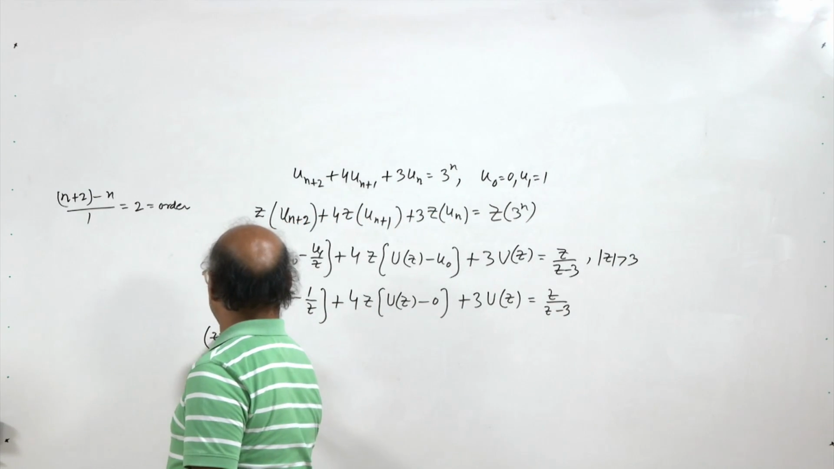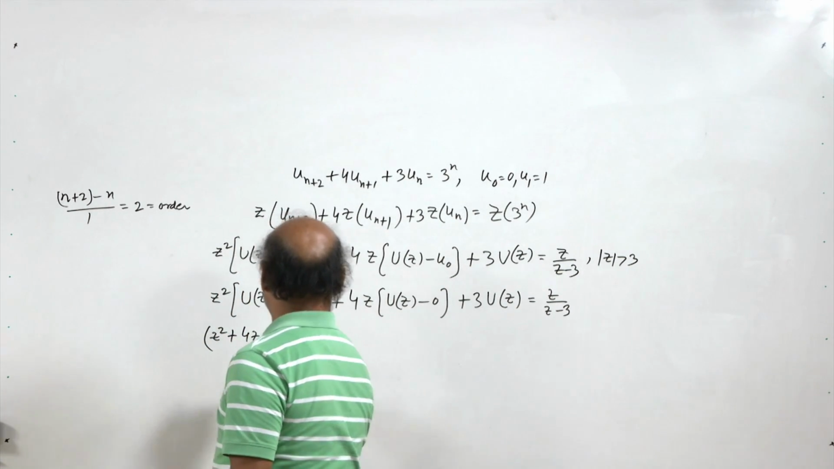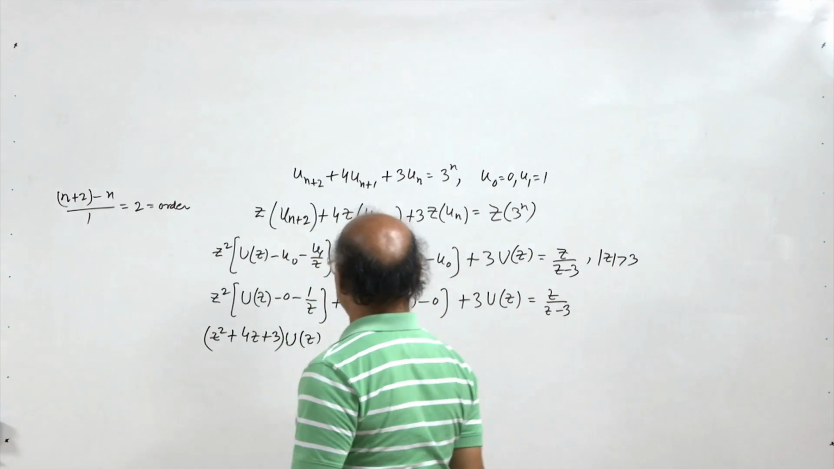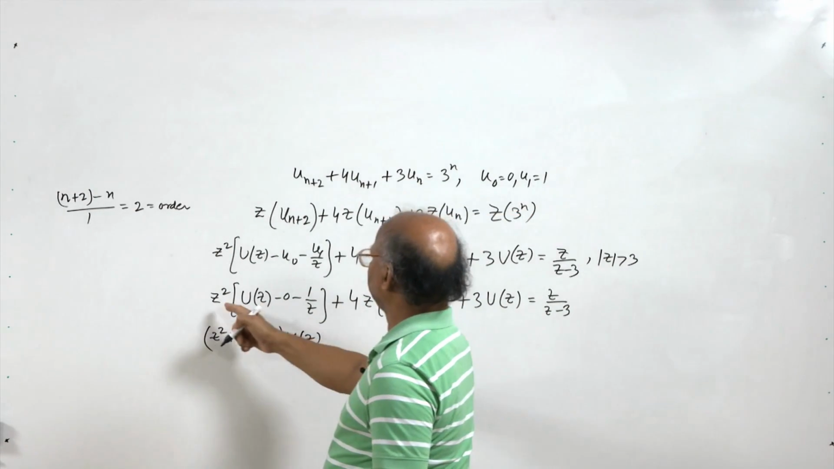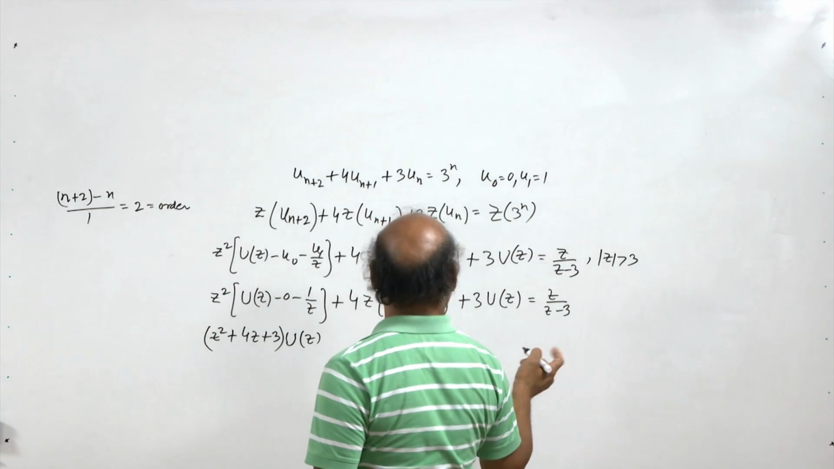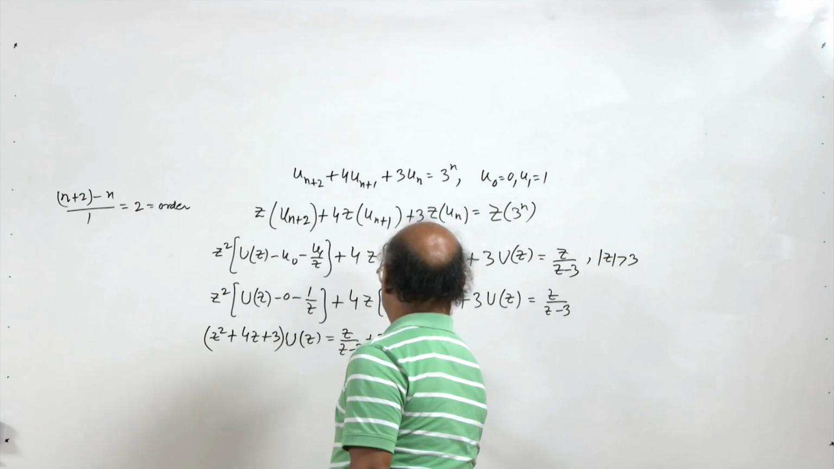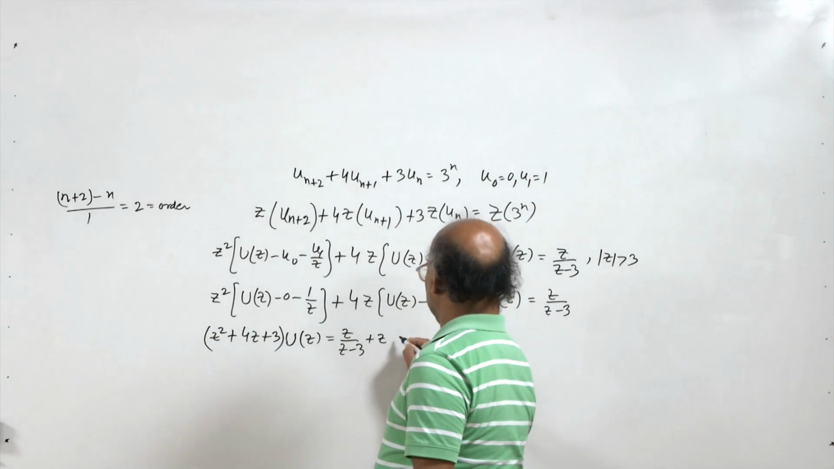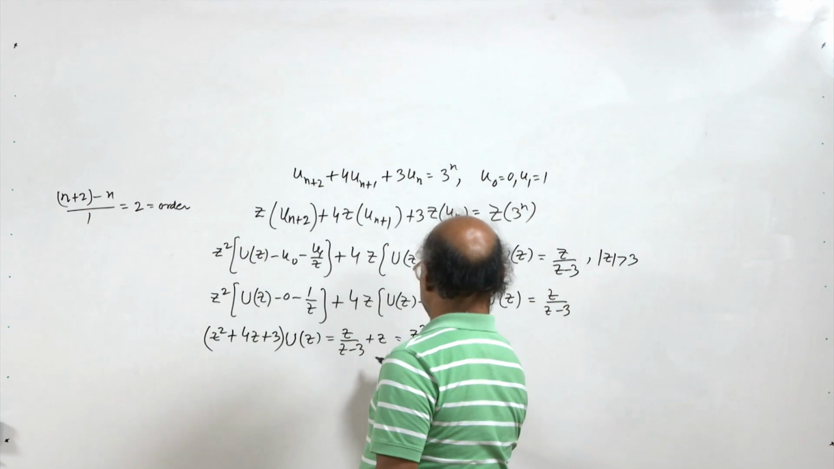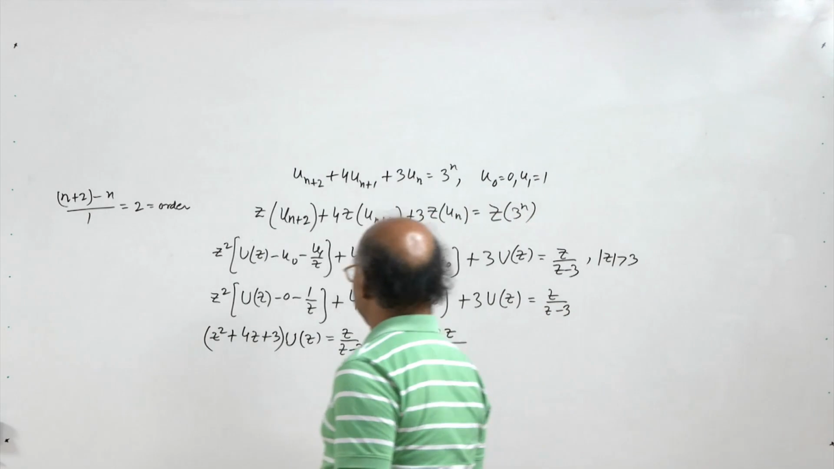So, z square plus 4z plus 3 into U(z) we have, and then we have minus z square by z. So, minus z when it goes to the other side becomes plus z. So, z over z minus 3 plus z, and this will give you z square minus 2z divided by z minus 3. Now, let us find U(z) by z from here.